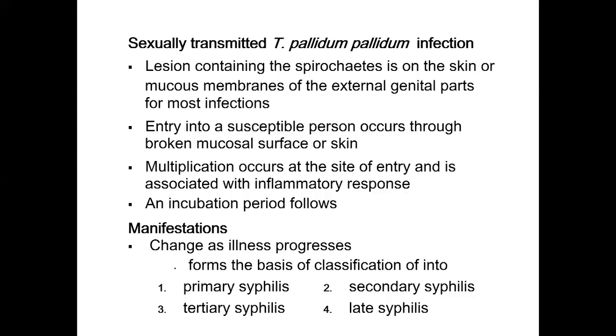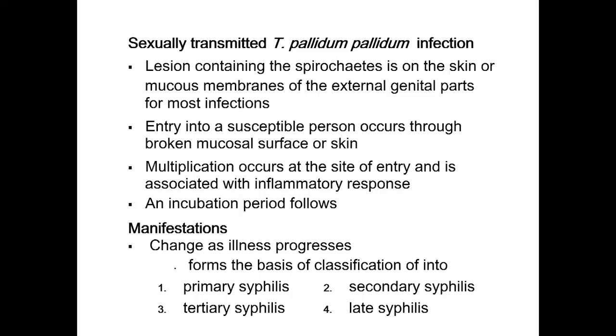So if we look at the sexually transmitted infection, in a situation where a person is exposed to Treponema pallidum, the lesion containing the spirochetes is on the skin or mucous membranes of the external genital part, whether it's a male or a female, for most infections. There might be other infections that occur elsewhere in the body, depending on the type of sex that is practiced. But for most people, it's heterosexual sex. That is what we are going to try and talk about, because that is what is well known.